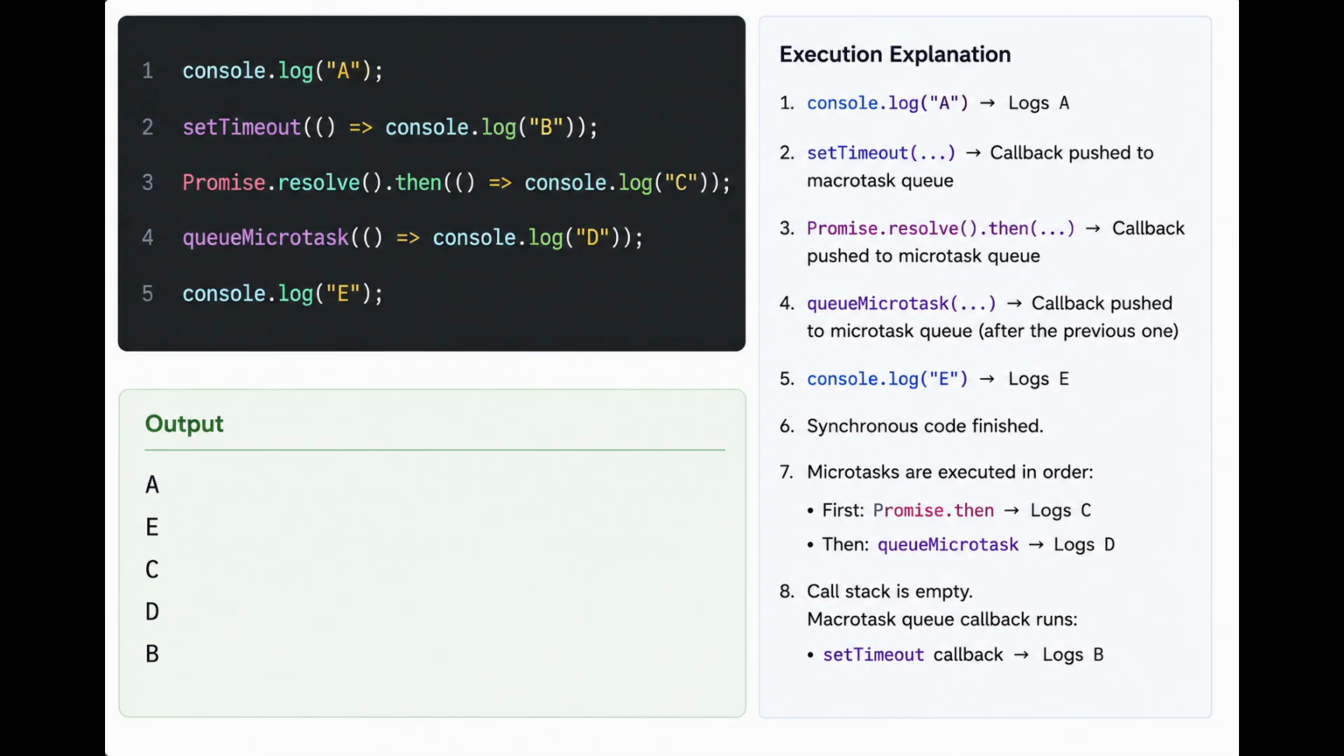What is this queueMicrotask? Is it a function? Yeah, it is a function. Okay. First A will print, then D will print, then E will print, then C, and then B. Can you write it in the chat? So first, A. Sorry, I'll write again.